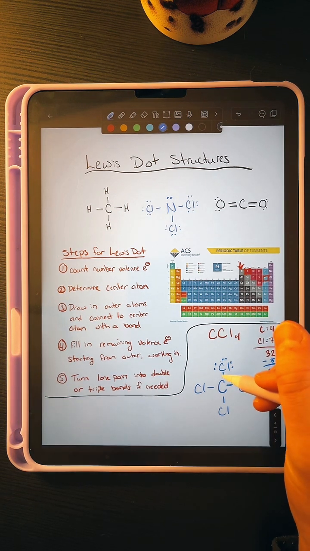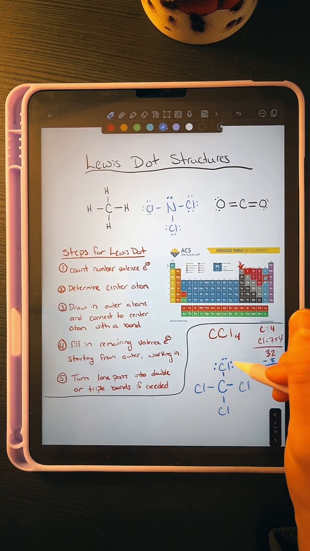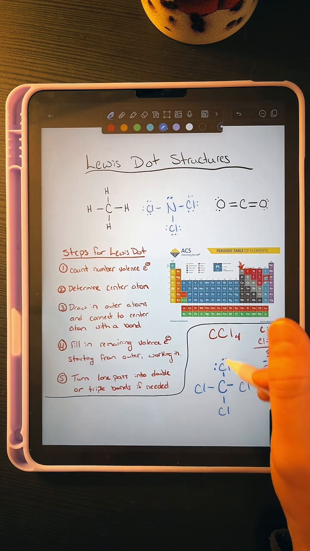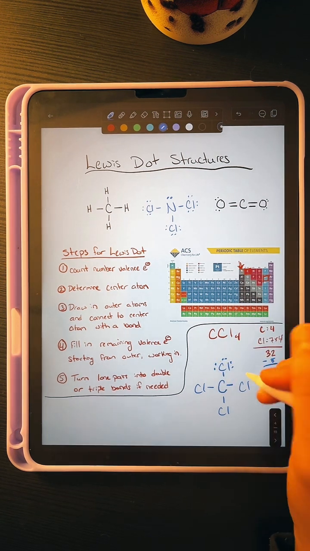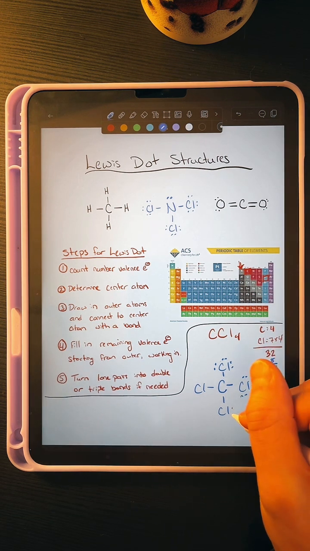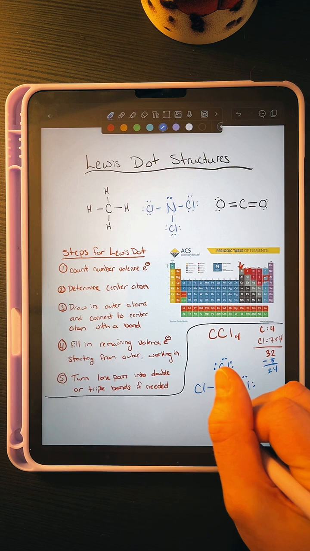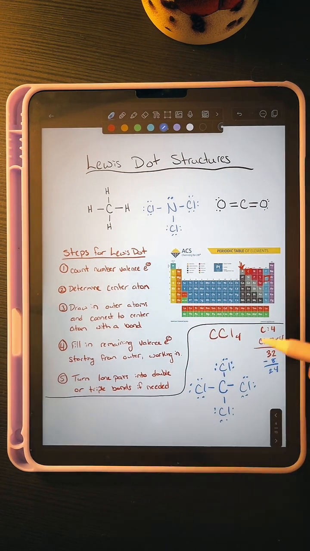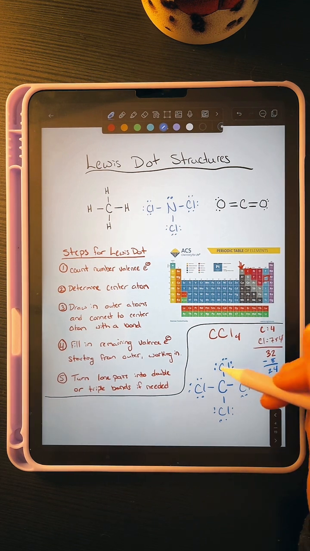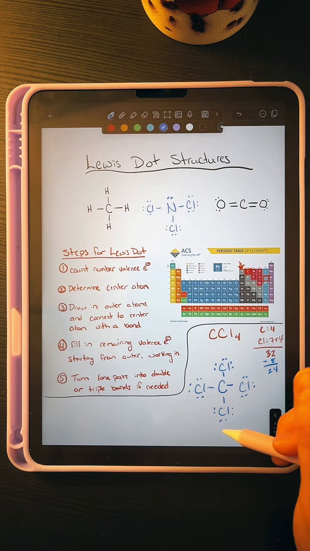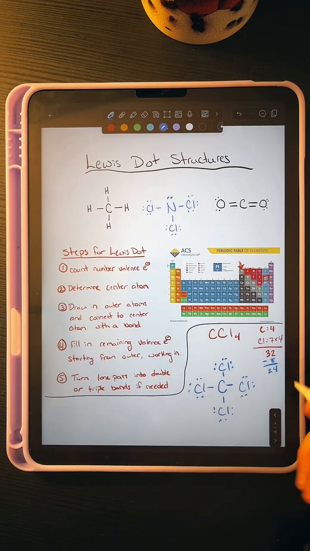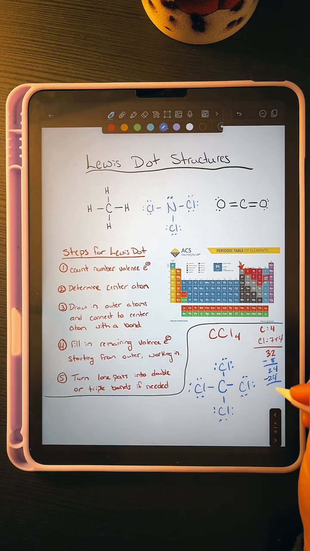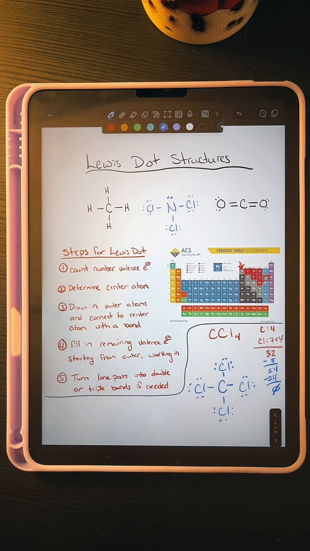Each chlorine right now has 2 valence electrons. Until we fill that octet, we have 3 more lone pairs of electrons. So each of those chlorines is going to get 6 more valence electrons around it: 1, 2, 3, 4, 5, and 6. Now how many have we used? Well, we put in 2, 4, 6, 8, 10, 12, 14, 16, 18, 20, 22, 24 more. So we don't have any more left.